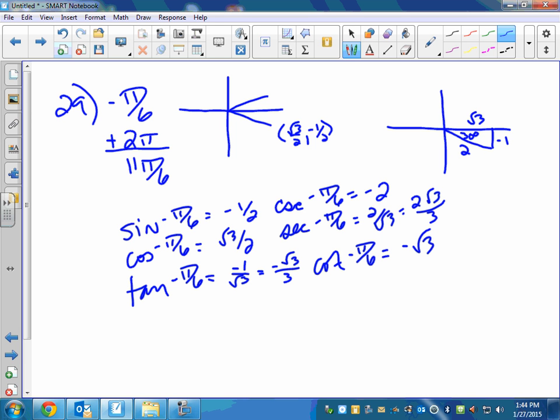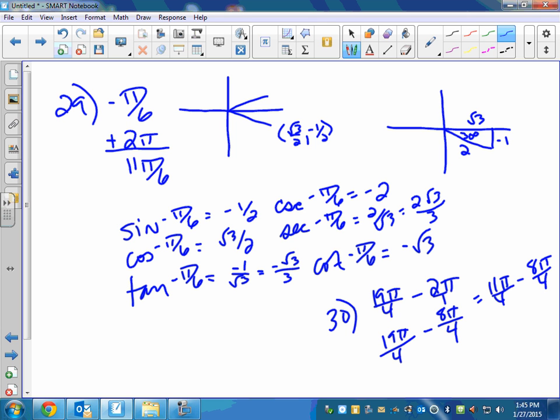Number 30, I don't really want to work it all the way out, but 30 is 19 pi fourths. That's way bigger than 2 pi, so you need to get back to an angle that you know. So again, if this was without a calculator, you got to make sure that you can subtract 2 pi without a calculator. Oh my gosh, we have to know how to do fractions. That would be 8 pi fourths, so 19 pi minus 8 pi is 11 pi fourths. Oh, that's still bigger than 2 pi. So do it again, and you get 3 pi fourths.